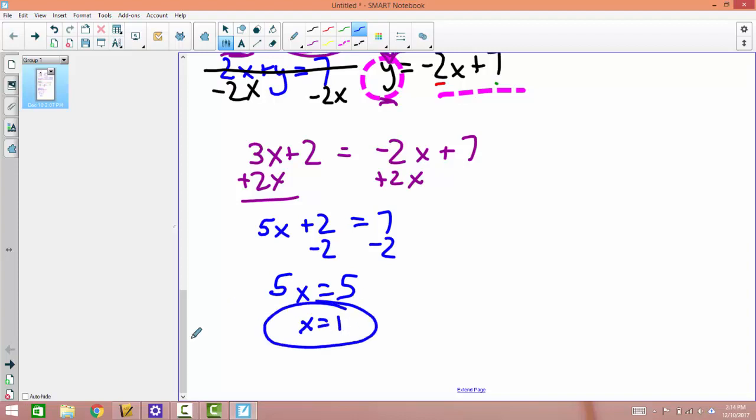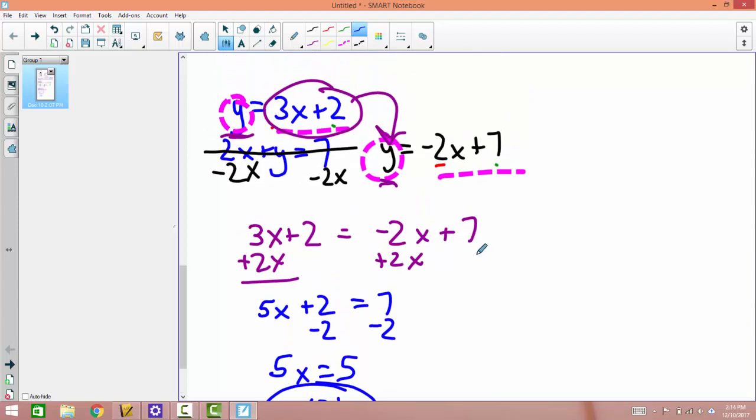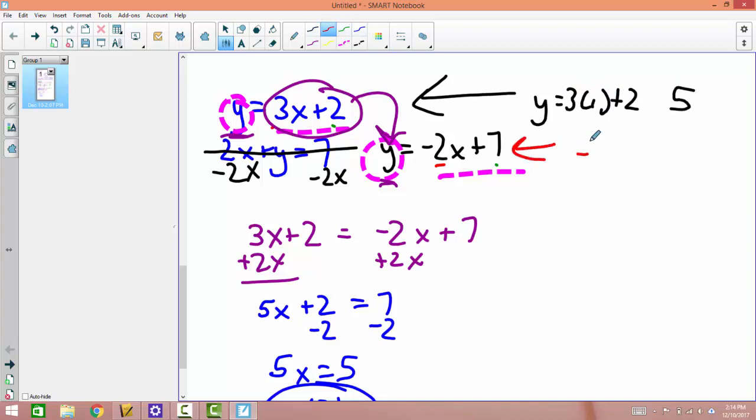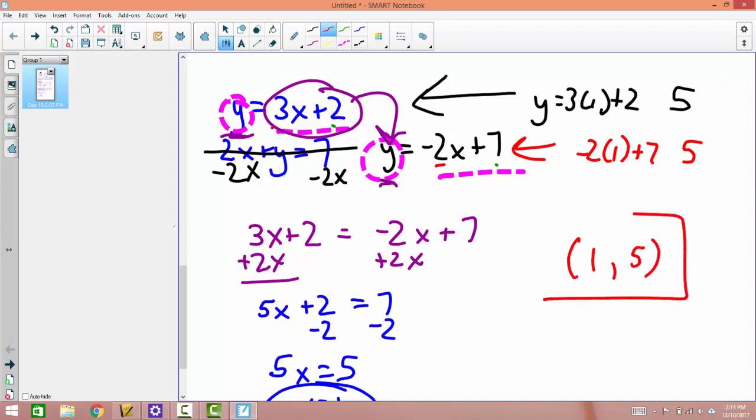Once you find the x, you do need to find the y. So you're going to go back to the original two equations. It might be a great idea to plug them into both and make sure you did this right. If you plug 1 in for x, you get 3 times 1 plus 2, which is 5, and if you plug 1 in for this x, you get negative 2 times 1 plus 7, which is 5. So regardless, the ordered pair point is 1, 5. So that is the solution. That is the one point that they cross.